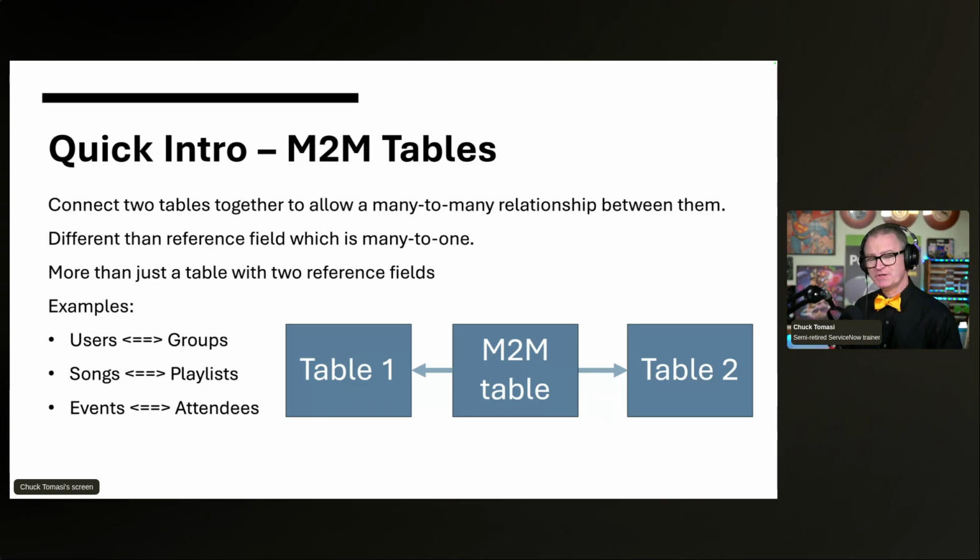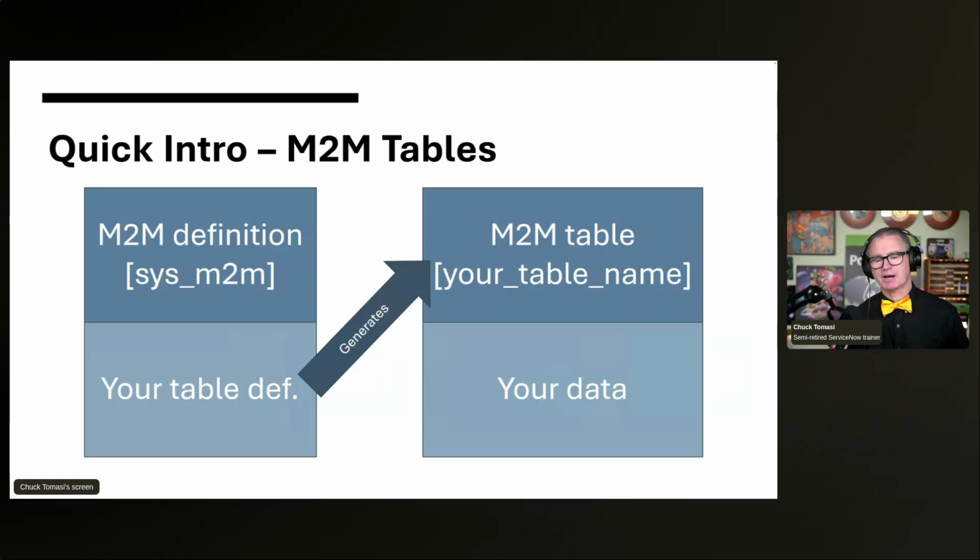But it's more than just a table with two reference fields. There is a system definition at the bottom of this. That's where we start. When you're in the old dev studio or in the new modern ServiceNow Studio, you create this definition. You say, I want to connect the table songs with the table playlists. And that definition is how ServiceNow recognizes, oh, I should put an edit button on your related list because this is a many to many table. That's how it knows to do that. And in the table definition, it will then generate your many to many table. So there's two parts to this. There's the definition, which is in sys_m2m, and your table, wherever you decide to call it.